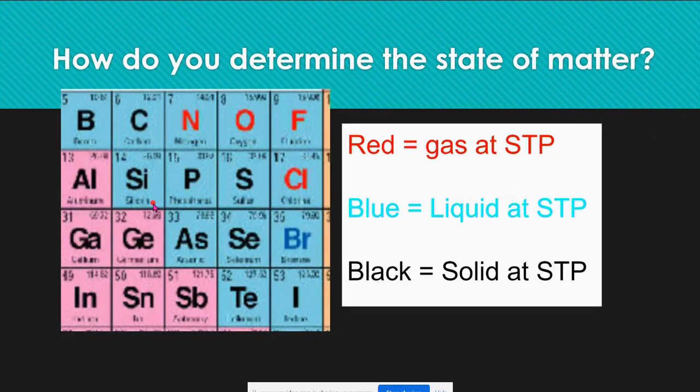Most of the elements, you guys, on the periodic table are solids at STP. However, it's important to note that some elements are gases and liquids at STP, not very many of them. And sometimes if you are looking at your periodic table, there's color coding to help you infer what state of matter that particular element is at STP.